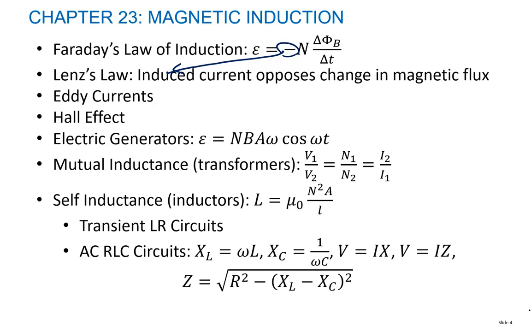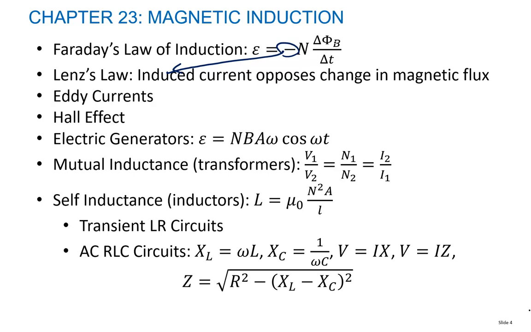Eddy currents are just induced currents in a loop. So if I have a flat piece of conducting material and I have a change in magnetic flux, Faraday's law of induction says that I'm going to make loops of current flow in there. We call those eddy currents. Electric generators are fundamentally the same thing, except we're capturing those eddy currents to use them on something.